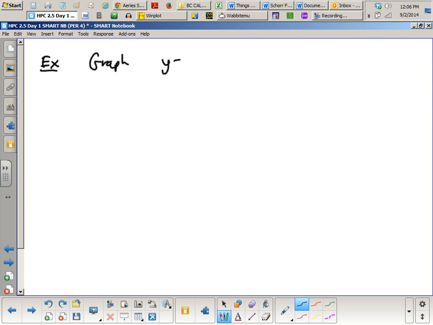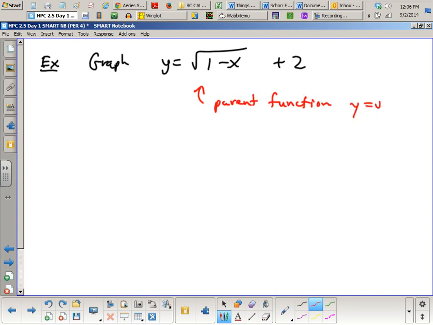Can you graph y equals square root of (1 minus x) plus 2? Okay, so what's my parent function? You've got to identify that first. Probably just the root x function, right? So I'm going to try to write it like that. How about I write it like this? Let's write it as square root of (negative x plus 1). That's the same thing as 1 minus x, right?